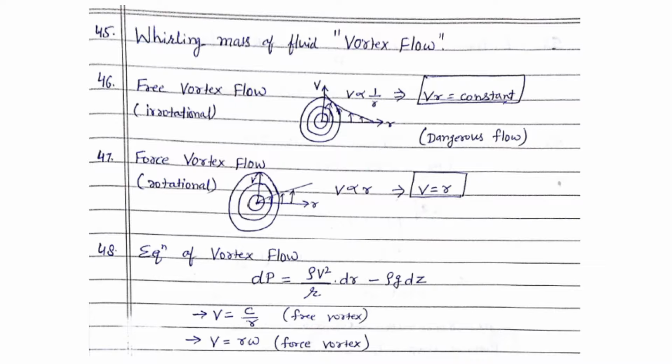Free vortex flow is irrotational flow, but forced vortex flow is rotational flow. In forced vortex, the particles are also rotating about their own axis of mass. This is the equation of vortex flow. This is a general equation, that is dP equals rho v square upon r multiplied by dr minus rho g dz. In this, v equals c by r for the case of free vortex, and v equals r omega in case of forced vortex. The free vortex is a very dangerous flow because as the radius decreases, velocity increases.